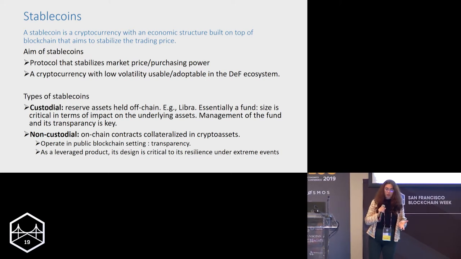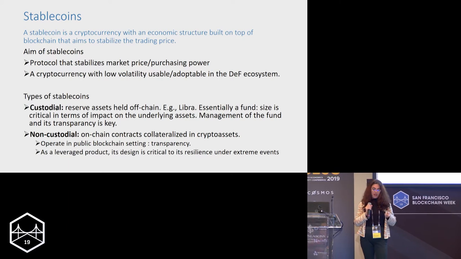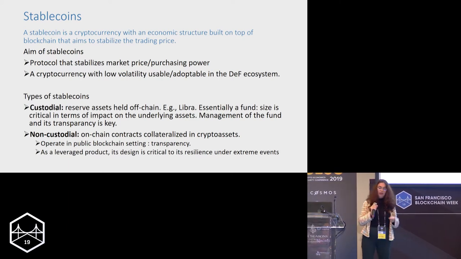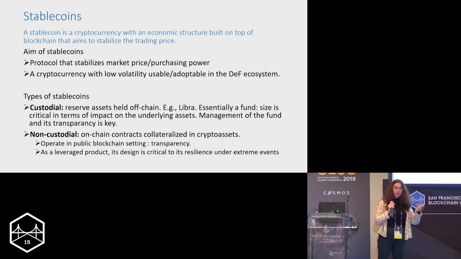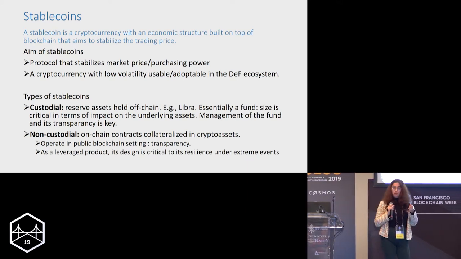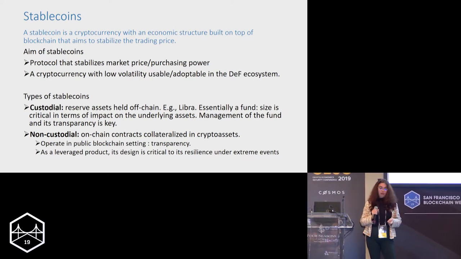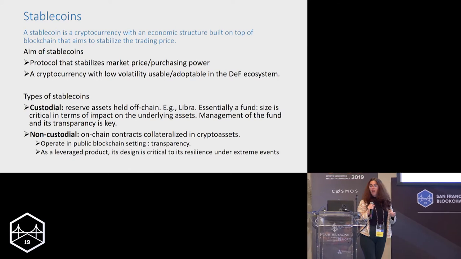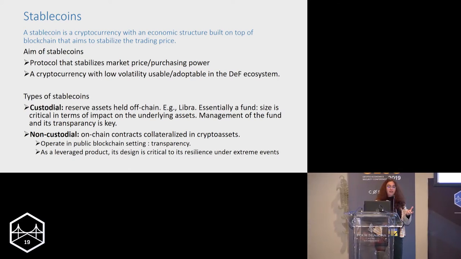What is the aim of a stable coin? You need to have a protocol that stabilizes the market price and the purchasing power. You need to have low volatility maintained as much as possible so that it is usable and adoptable in a decentralized finance ecosystem. There are two types of stable coins. There are the custodial ones, where the reserve assets are held off-chain. These are essentially funds, right?